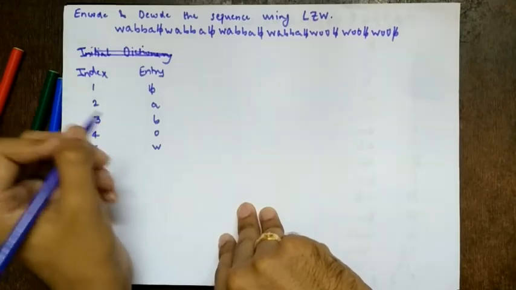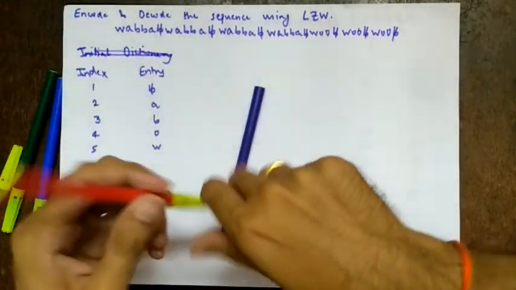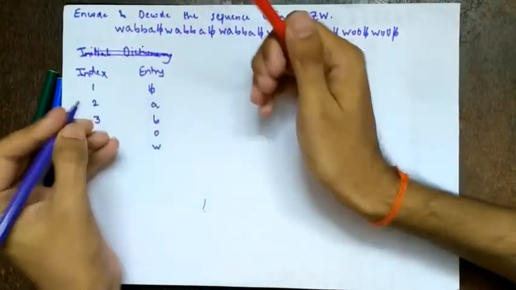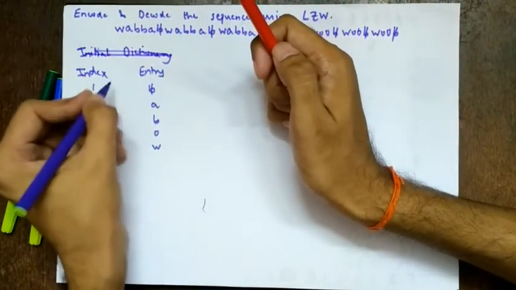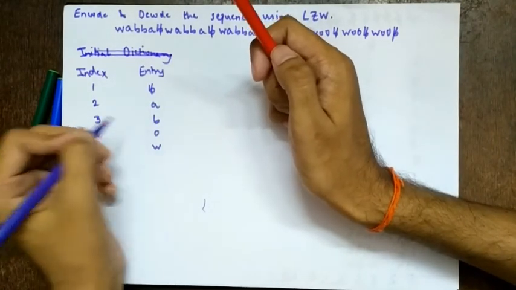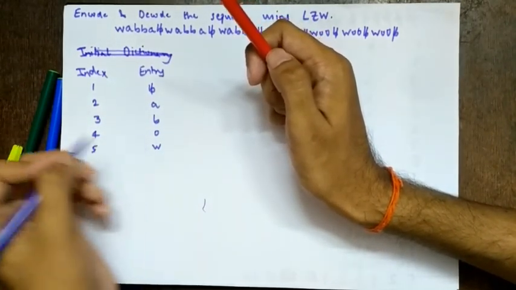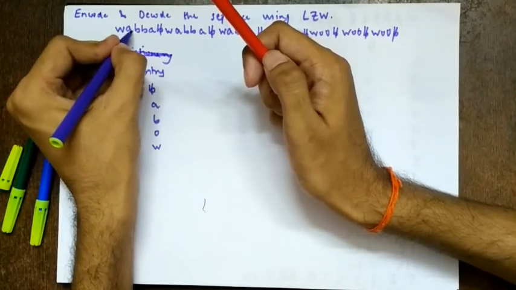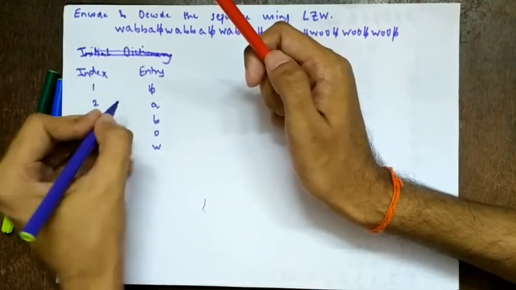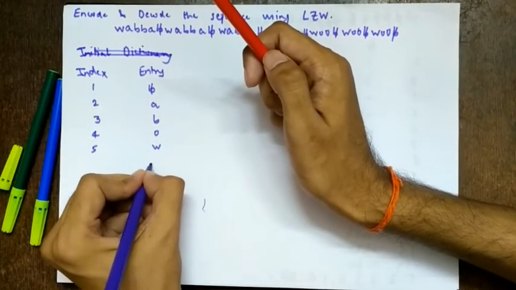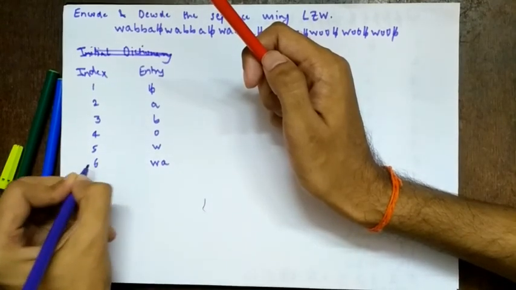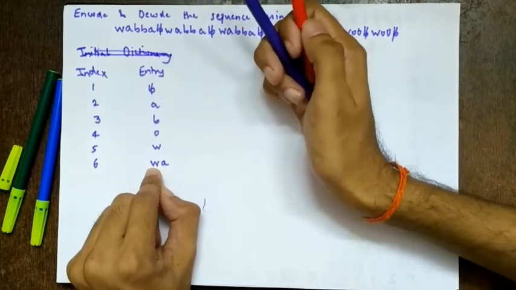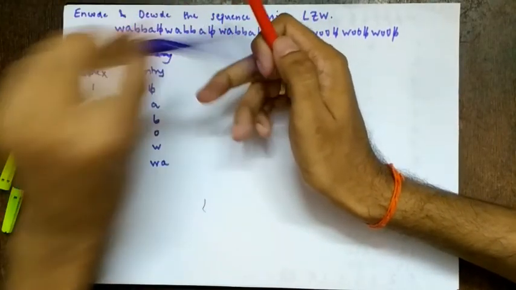Okay, so now let's start with the sequence. I'll use the red pen and blue pen together. What is the first thing I encounter? W. So I see my dictionary, which I have constructed. W is in the dictionary, right? So I don't have to make any new entry. What I do is concatenate the next alphabet with it. So it becomes WA. Then I check, is WA in the dictionary? No, it is not. So I make a new entry, and the index gets incremented to 6. Then I see the first alphabet, W. Have we encoded it? No, we have not.